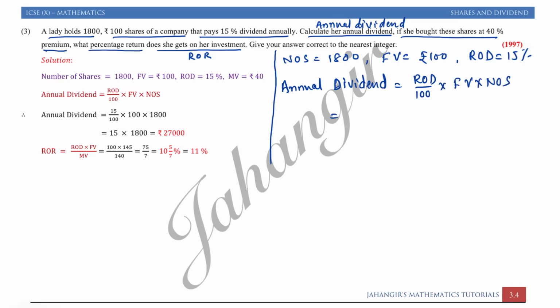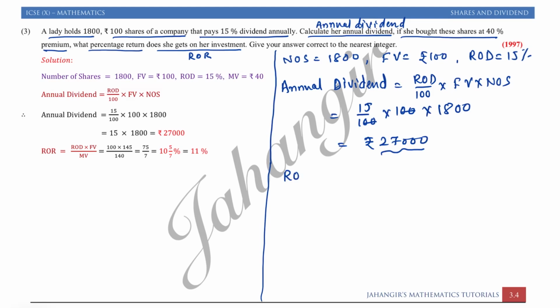So annual dividend is ROD 15% upon 100 into face value 100 into 1800. You can cancel two zeros. So 15 into 18 is 270, that is 27,000. 27,000 is the annual income for the lady. Now second part we have to find percentage return. So that is same ROR. So ROR will be equal to ROD into FV upon MV.